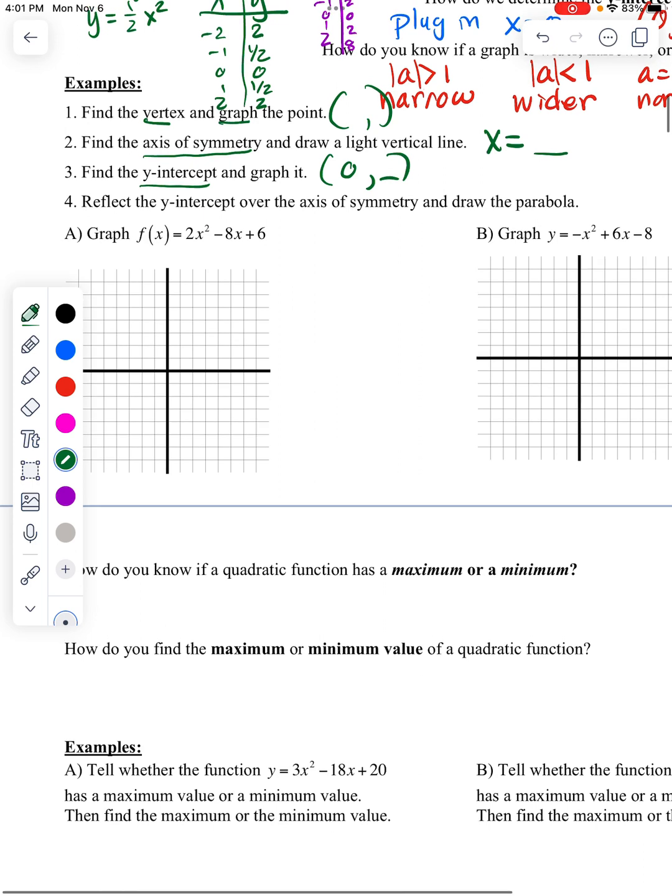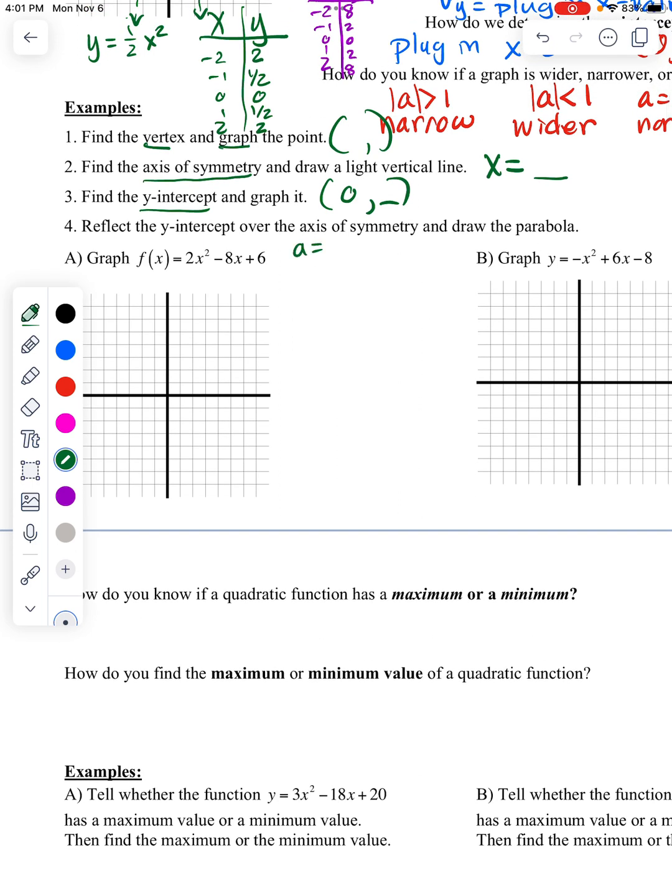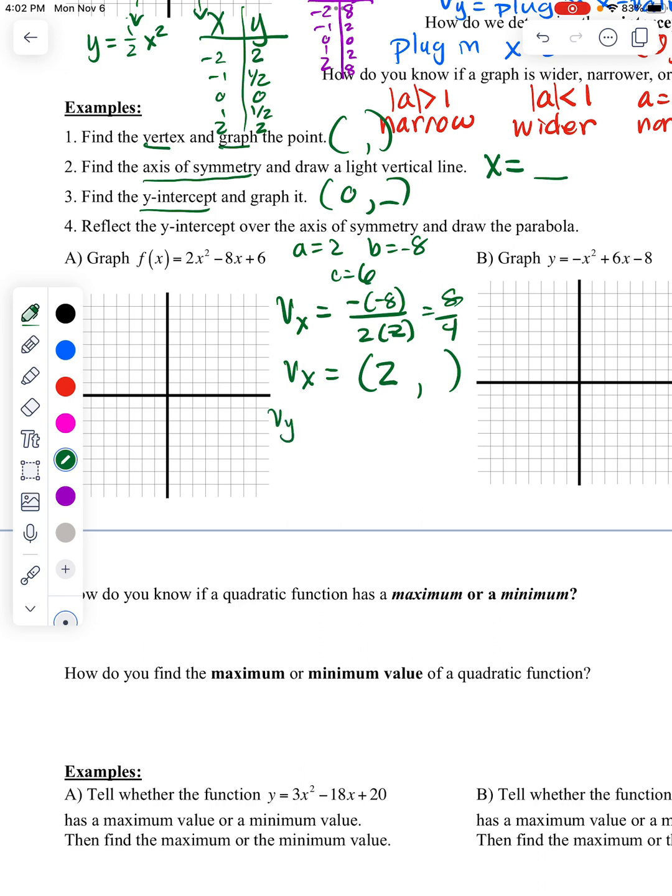So first of all, in this problem, a is 2, b is -8, c is 6. So when I go to find the x part of my vertex, I'm taking the opposite of b, so the opposite of -8, over 2 times a. So I end up with 8 over 4. So the x-coordinate of my vertex is a 2. Great. How do I find the y part? I go back to the original problem and I plug that 2 that I just got in for both of my x-coordinates.